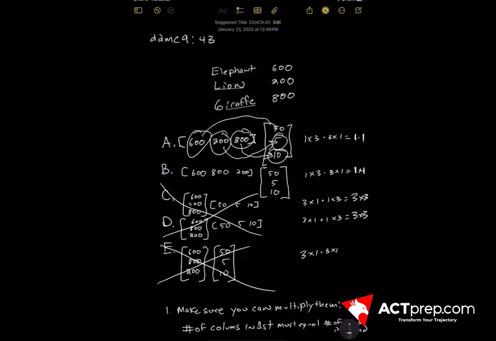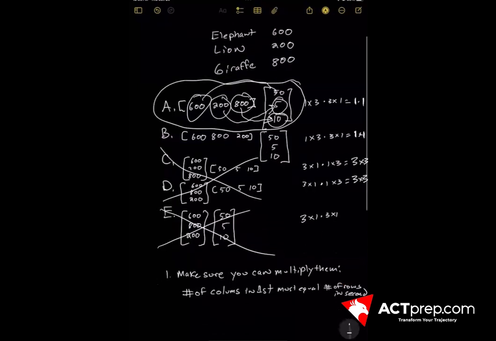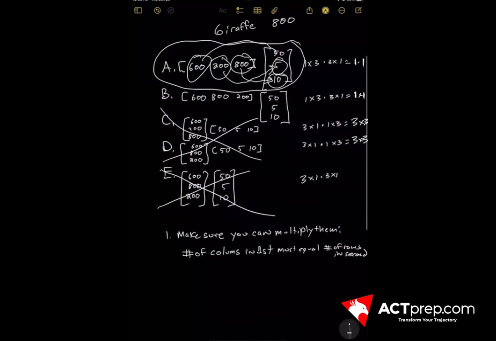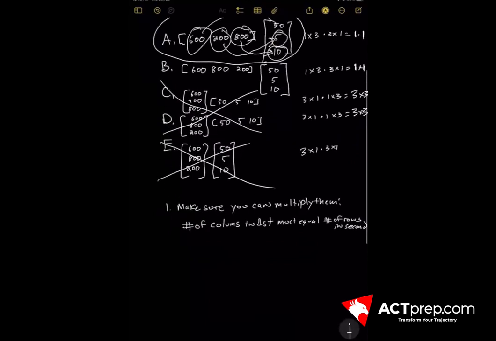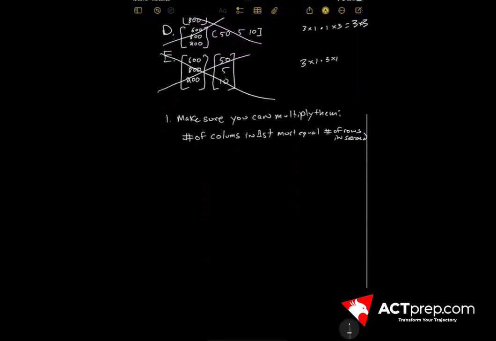So we know there are 600 elephants, 200 lions, 800 giraffes, and it says that the order is elephant, lion, giraffe, and they are drinking 50, 5, and 10 respectively, which is going to be answer A is going to be done properly.